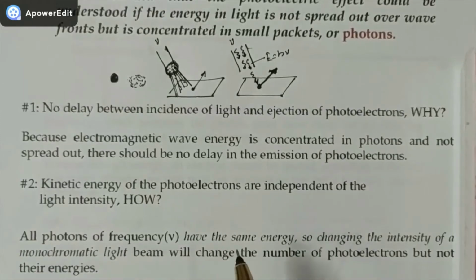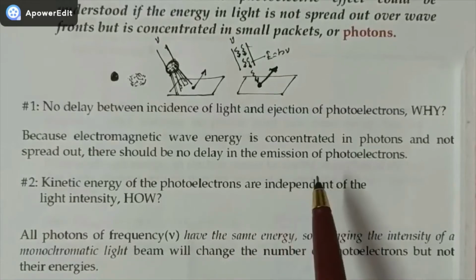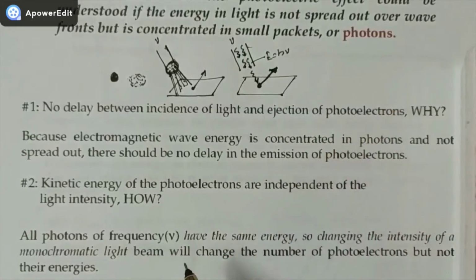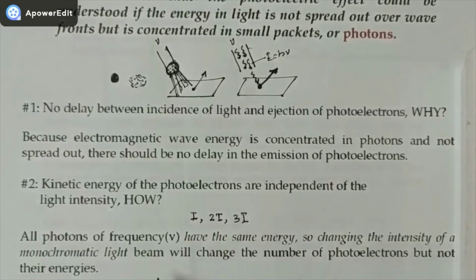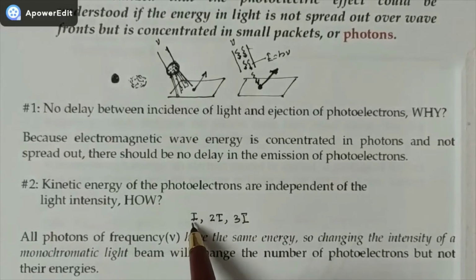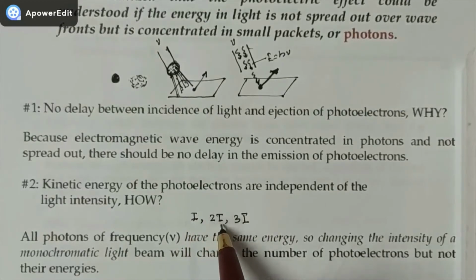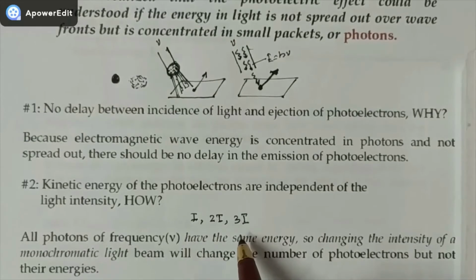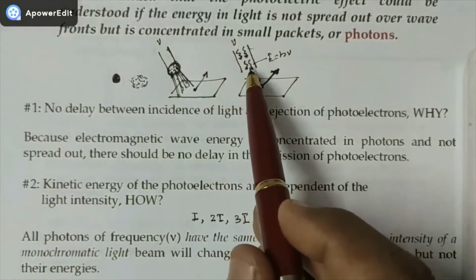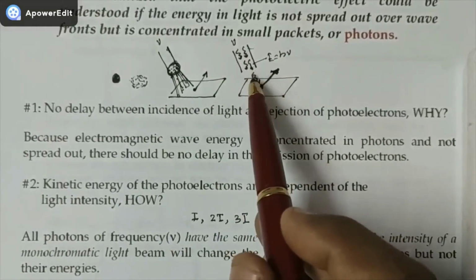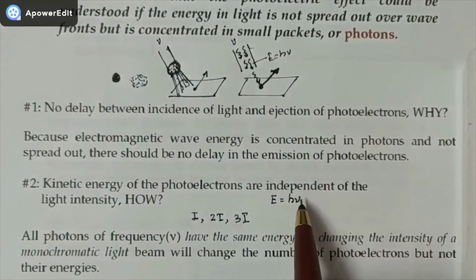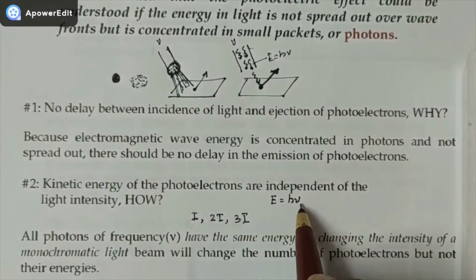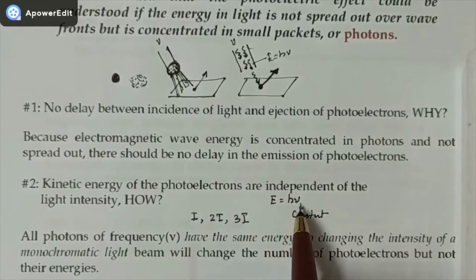Okay, so if I have a brighter light, and if I is an intensity, 2I and 3I are other intensities, then the number of photons in these lights increases. So increasing the intensity, increasing the brightness, means I'm increasing the number of photons in the light, not the energy, because the energy depends upon nu, E equal to h nu. I have kept the frequency constant, so frequency is constant means energy is constant.